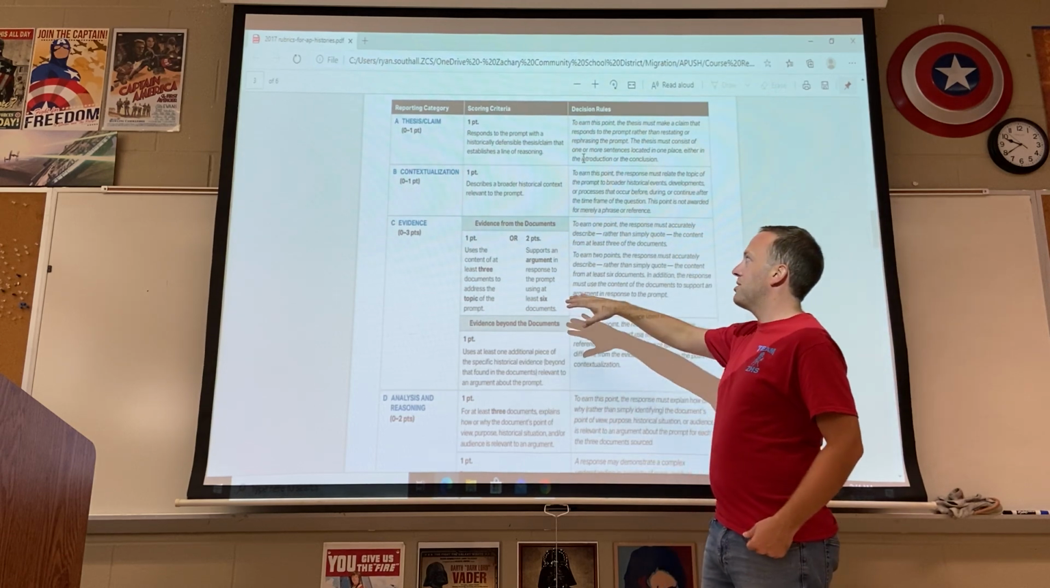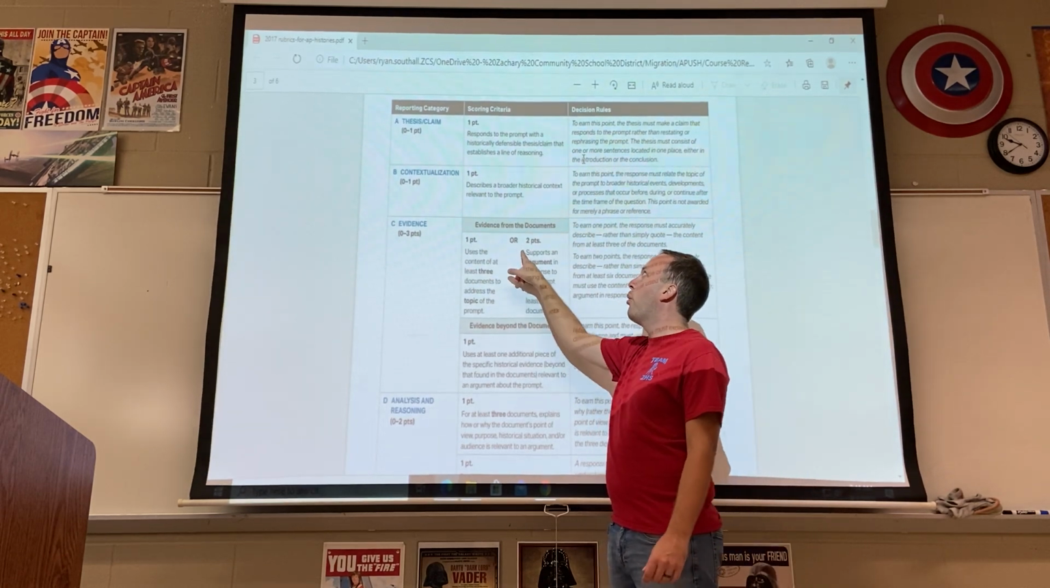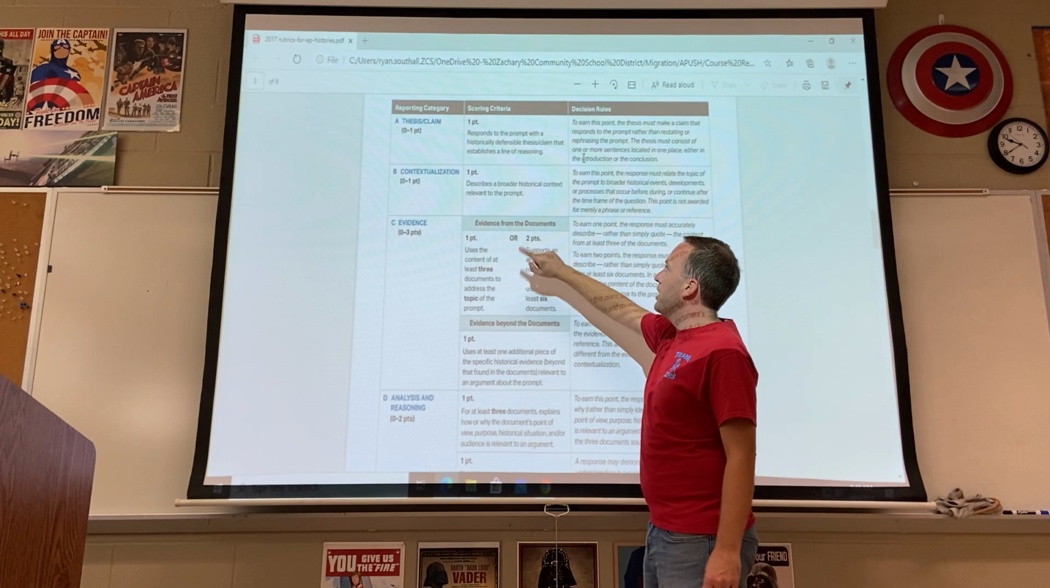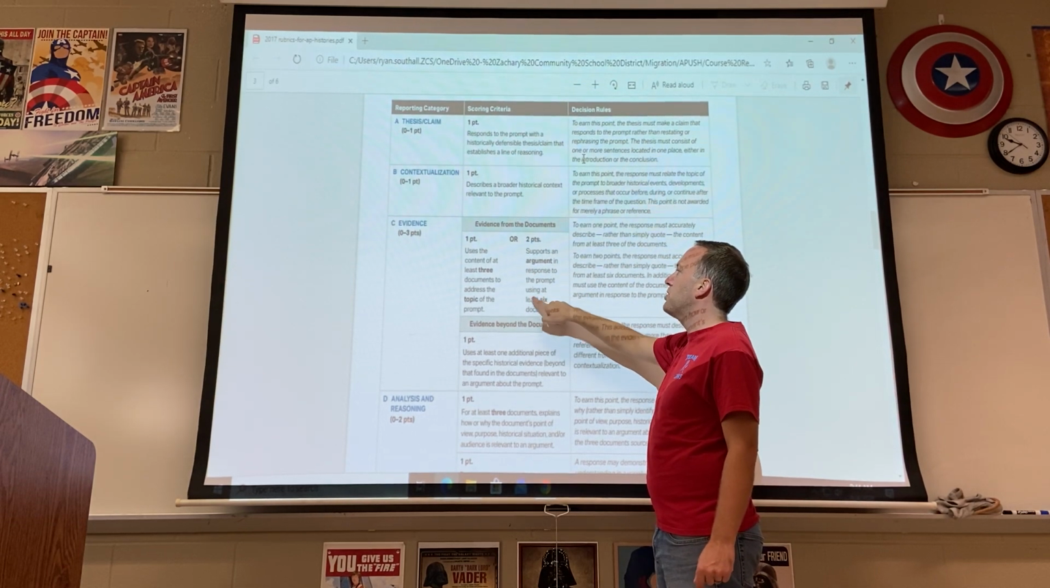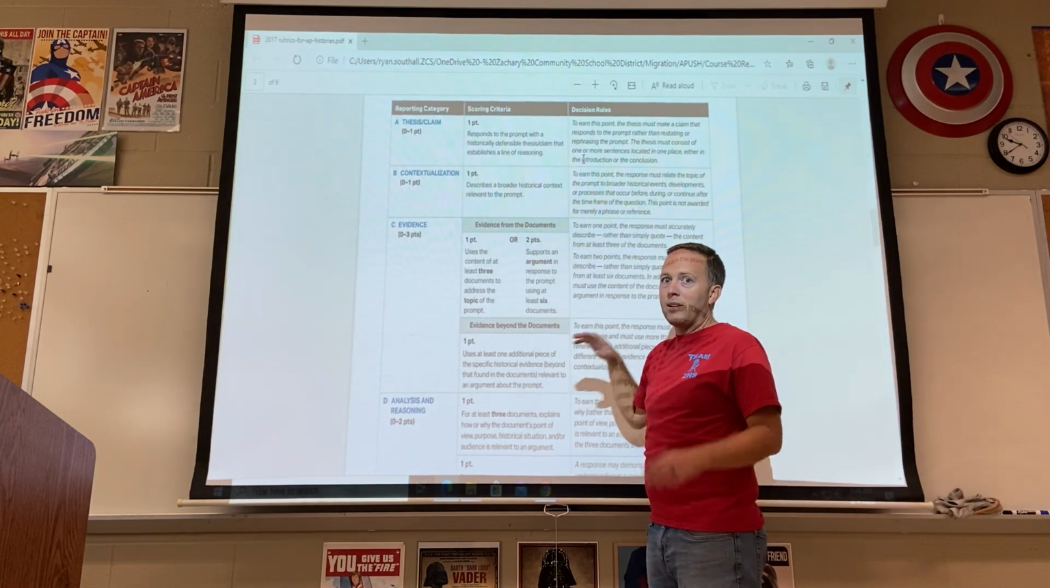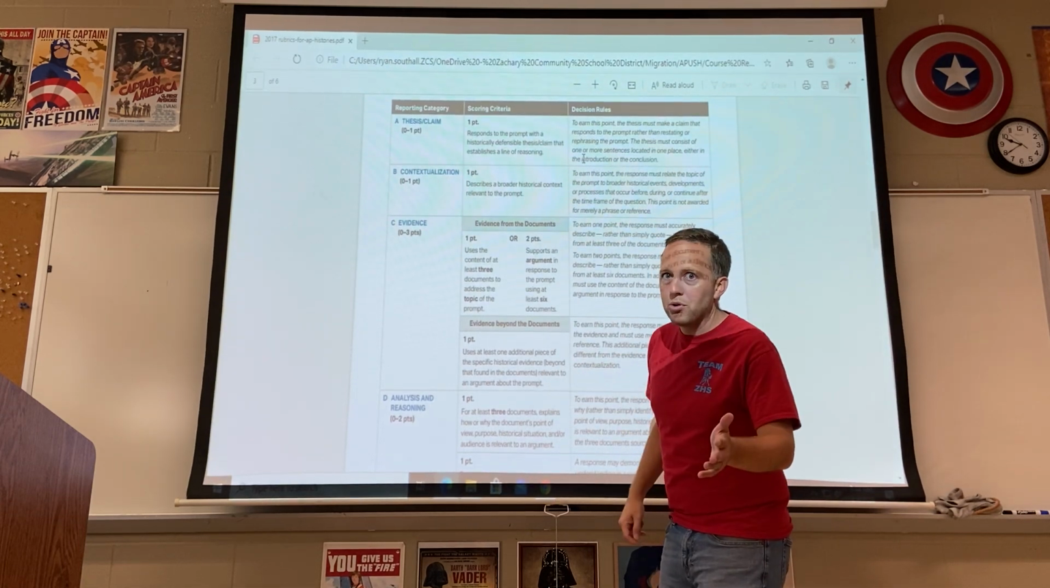If you do anything less than 6, you only get 1 out of 2 points, because it says it right here. To get 2 points for evidence supports an argument in response to the prompt using at least 6 documents. So anything less than 6 is not good. Can you do all 7 to get credit?